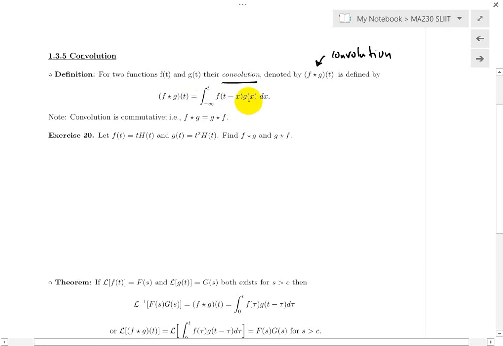So take one function, say f, and you shift it by x units. So t minus x, then multiply by g(x), then integrate in general from minus infinity to t. Right? So when you have a convolution, this is the general definition. But for the Laplace transform, this is going to be integration from 0 to infinity.